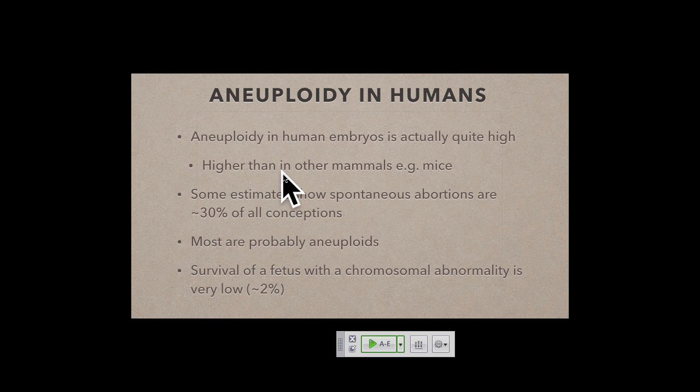I guess there's some data that says, for reasons that probably aren't clear, aneuploidy in human embryos is actually quite high, to the point that at least some studies suggest that maybe almost as many as 30% of all conceptions spontaneously abort due to aneuploidies. Again, how do we get aneuploidies? Things like, remember, non-disjunction, these types of things.